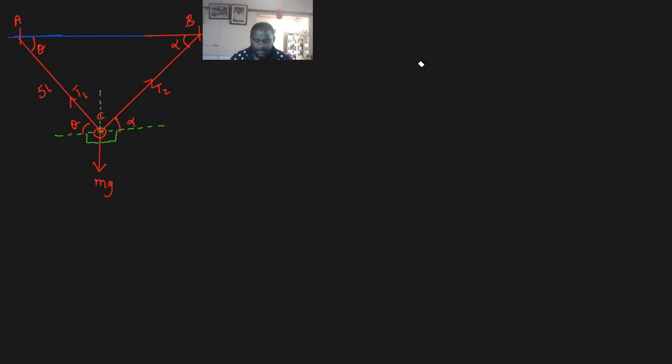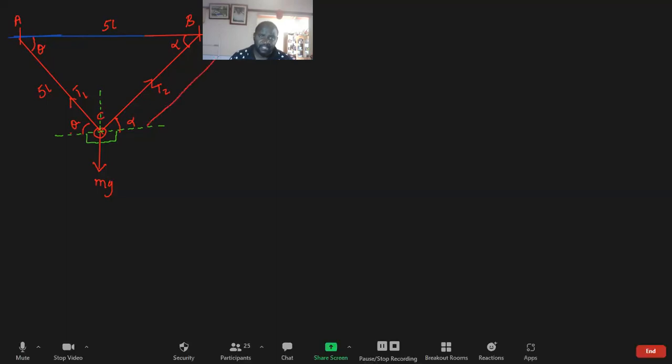So they told us they were placed a distance of 5L apart. If this is 5L apart, remember this string on this side has extended. When it extends, it gets a new length we don't know. That means the whole of this angle and this angle are the same, because this distance and this distance are the same. So they form an isosceles triangle. Are we still together? We are interpreting the diagram.